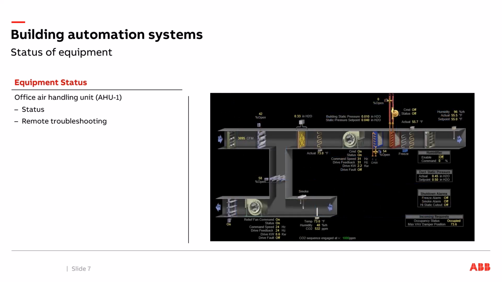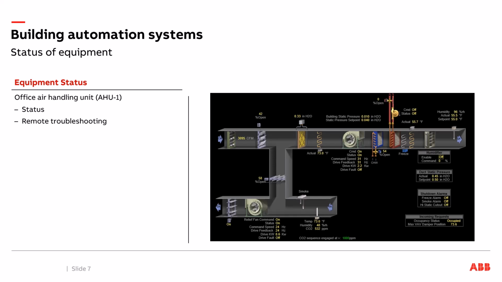I can look at pieces of individual equipment in my building automation system. I mentioned earlier air handler 1, that's feeding half of the office space. Here I can see my overall view of my air handler. I can see my supply fan and my return fan. I can see that my supply fan is on. I can see it's been commanded at 31 Hertz, and that it's actually running at 31 Hertz. I can see it's drawing 2.2 kilowatts of power. I can see it's not faulted.